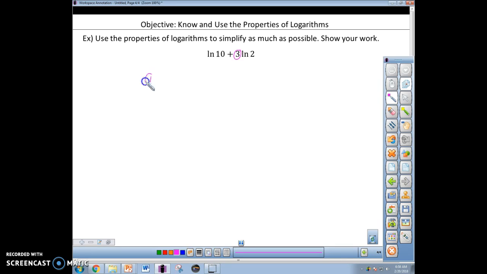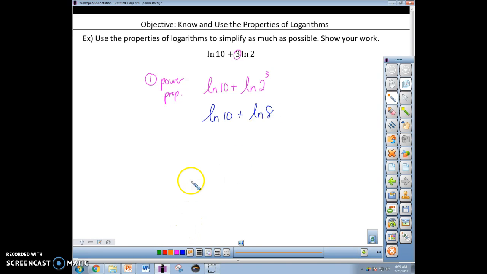And so that tells us the first thing we're going to want to do is use the power property. And so we rewrite this expression as the natural logarithm of 10 plus the natural logarithm of 2 to the power of 3. And then simplifying 2 cubed, this gives us the natural logarithm of 10 plus the natural logarithm of 8.